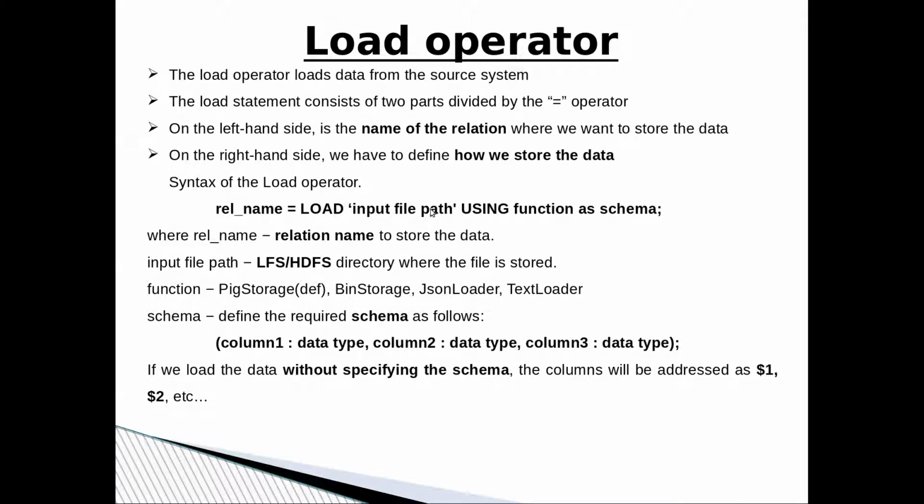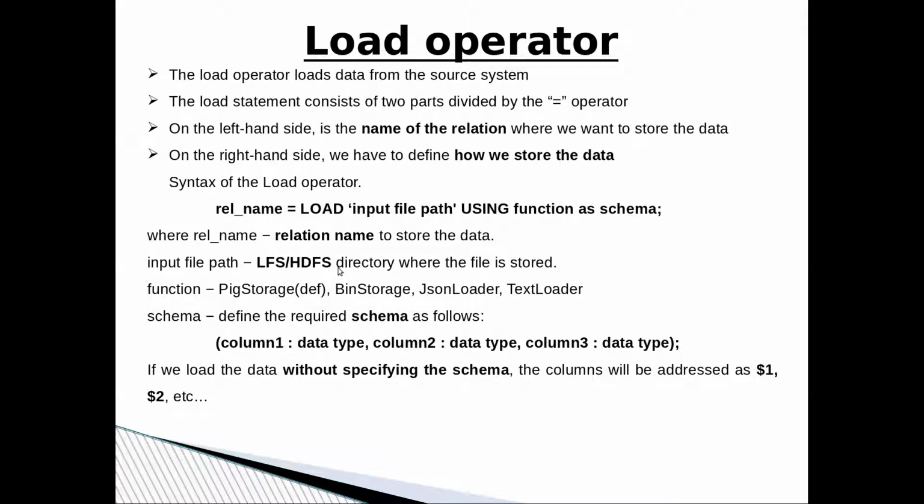You need to mention the path here. If you're using the grunt shell in local file system, you can use the local file system path here. Otherwise, you can use the HDFS path. Then you can specify a function using USING. The function specifies what type of file we are handling. By default, the function is PigStorage, which takes an argument telling what the separator in the file is. There are other functions also: BinStorage, JsonLoader, TextLoader. We'll be focusing mainly on PigStorage. We can work with these other loaders also.